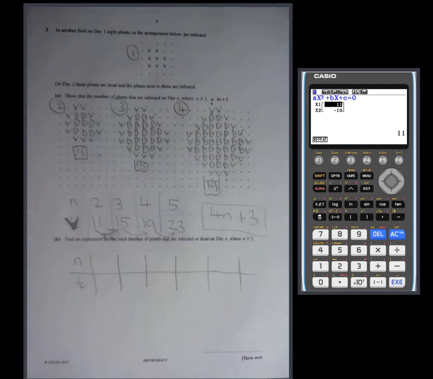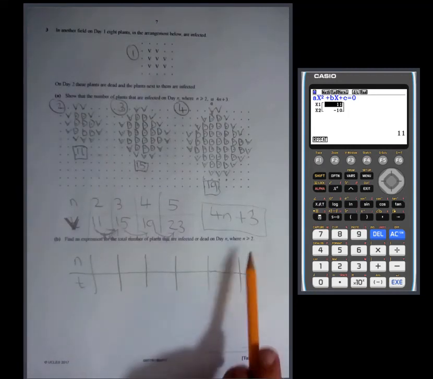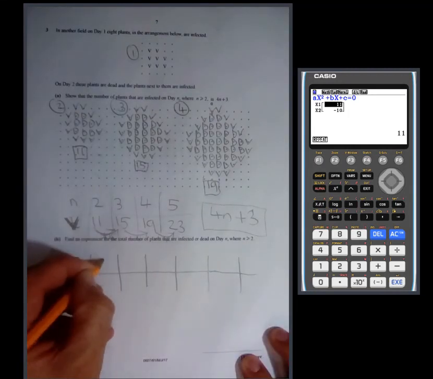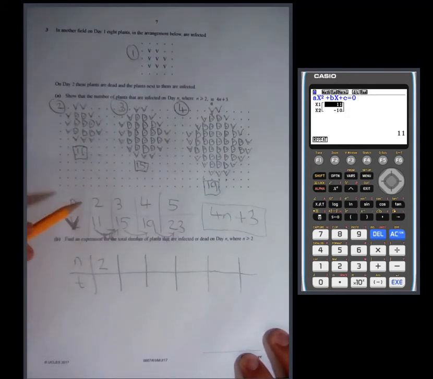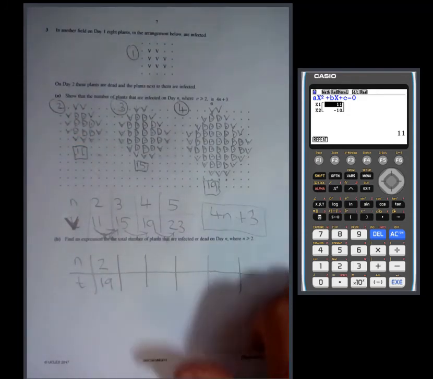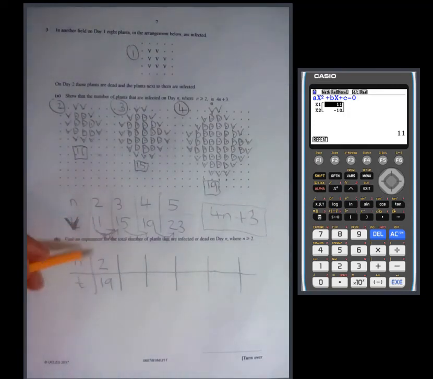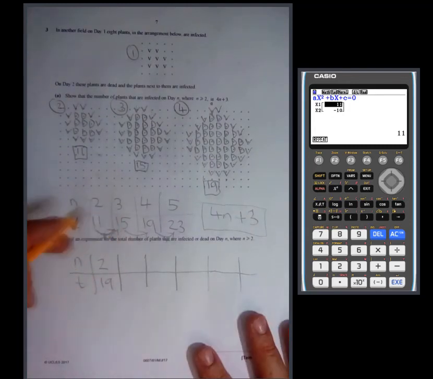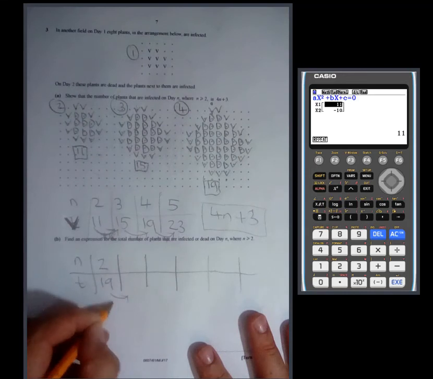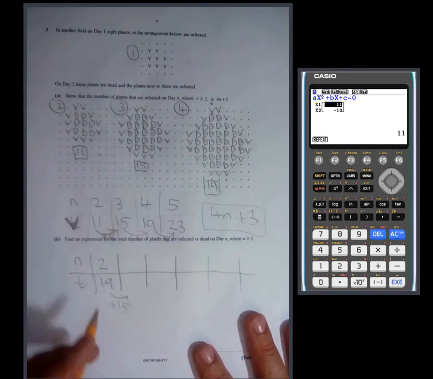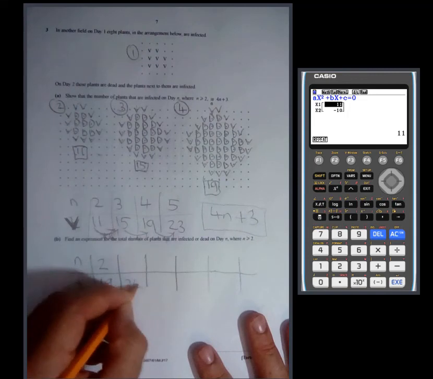So, and this is from n equals 2 again, so we're going to start from 2. N is 2 or greater than 2. So when n is 2, the total number is the 11 infected plus 1, 2, 3, 4, 5, 6, 7, 8. It's 19, right? And now from there, we can just add on these numbers. So we know after day 2, for day 3, you've got 15 newly infected plants. So you just do 19 plus 15. Like that, 19 plus 15 is 34 on day 3.